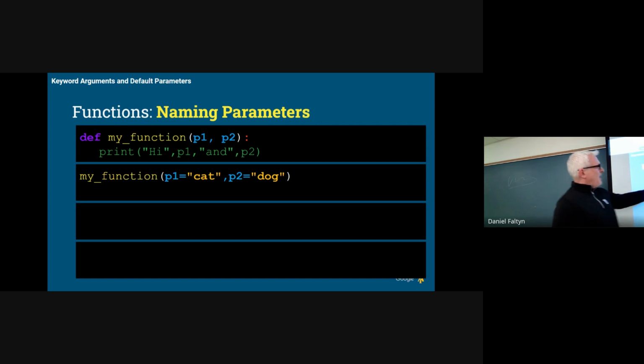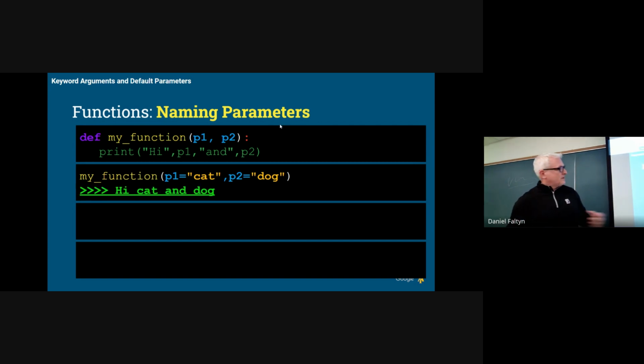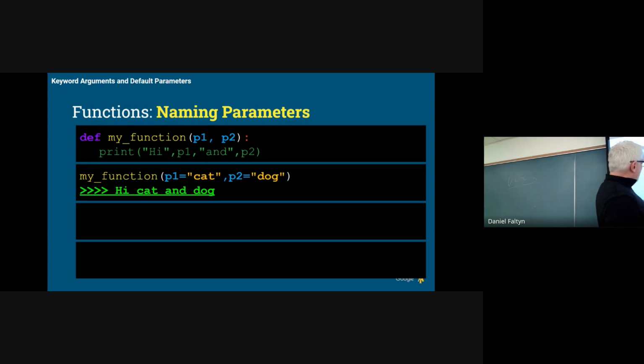But if I have 2 parameters, P1 and P2, this is how I call my function. When I call my function, I can say P1 equals cat, P2 equals dog. Typically, you just want to feed those 2 things in, just cat and just dog. Remember what I always say, we're lazy. Why would I expend my energy to type these extra characters when I could just type cat and dog? But what's the result of this function? Well, I'm just calling my function with 2 parameters, and it prints out, hi cat and dog.